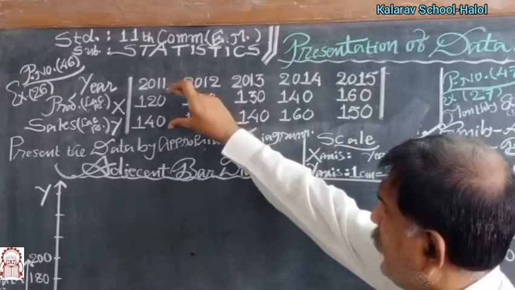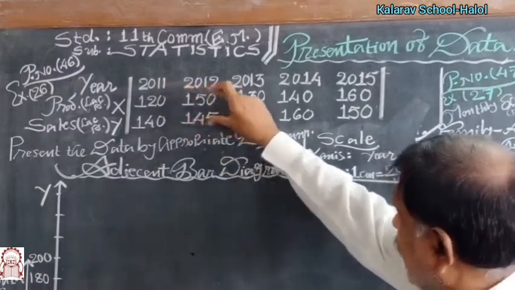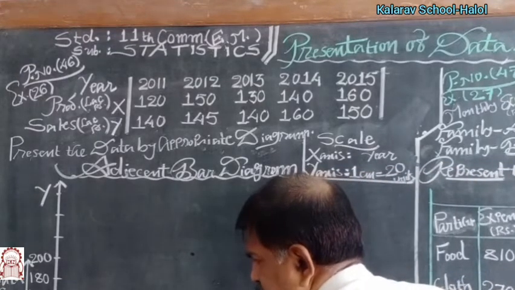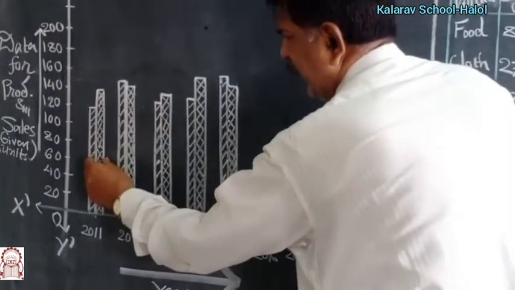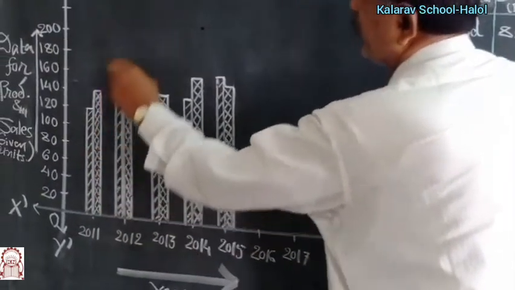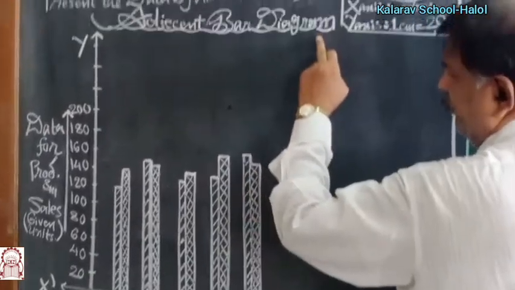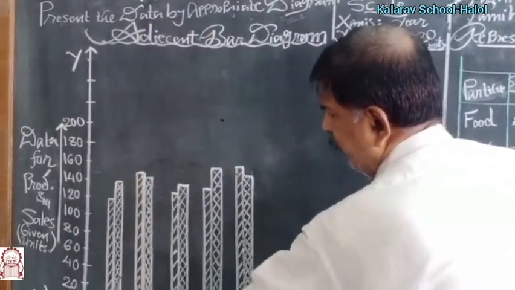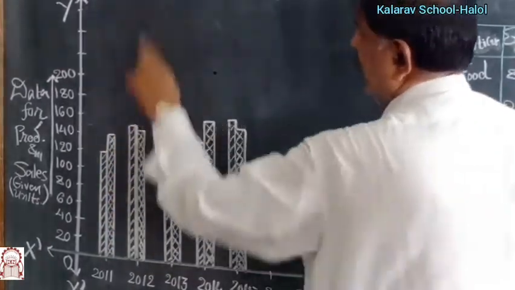Two types of data are given simultaneously, production and sale. Therefore, not only the bar diagram but the adjacent bar diagram is sufficient. This is known as adjacent: two bars, the first and second, taken together, is known as an adjacent bar diagram. The first pillar is for production, the second column is for sale.